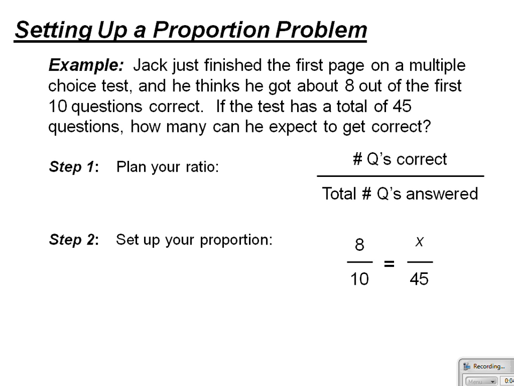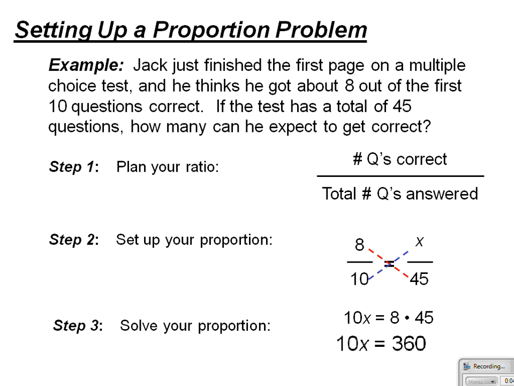Now that we have our proportion, step 3 is just cross multiplying to solve. So 8 times 45 equals 10 times x. Create our equation by cross multiplying. 10x equals 8 times 45. Divide both sides by 10, and we get x equals 36.